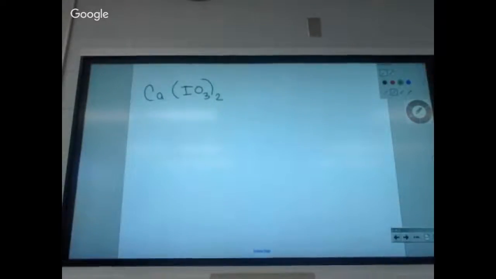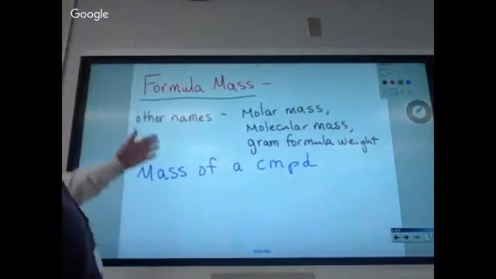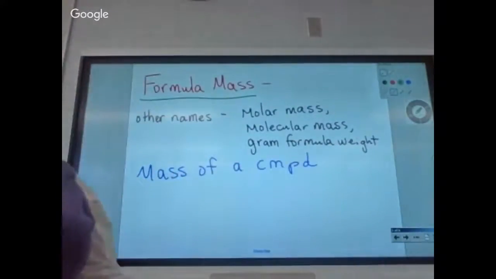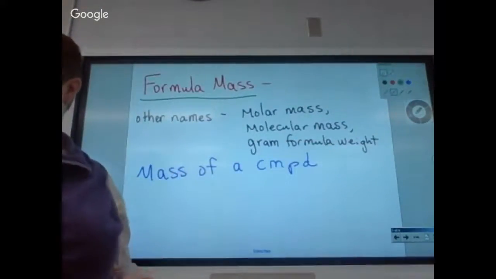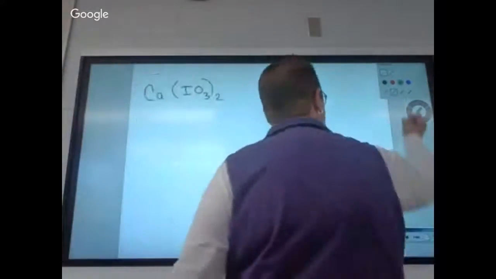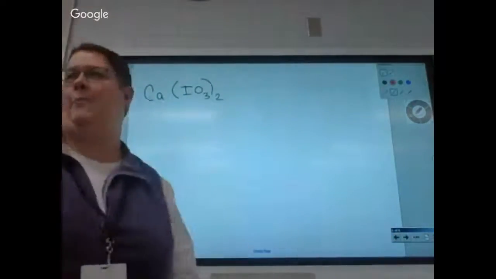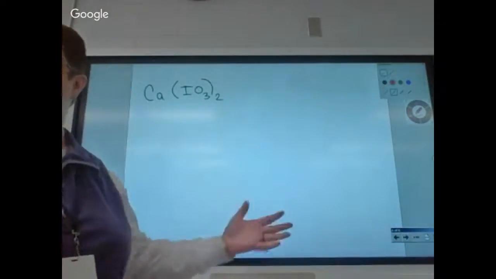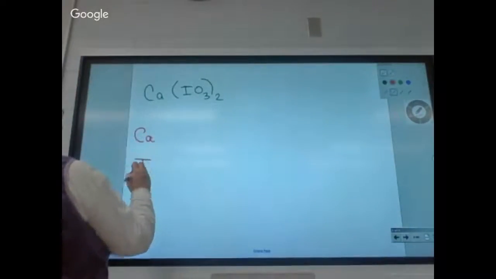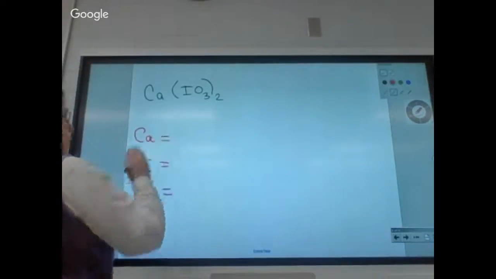The mass. Very good. Remember, we're trying to find the formula mass, the mass of the compound. So Nakaya said we need the atoms. So Herman said we need the mass. So we're trying to find the mass of the whole compound. Okay, so we're going to break it apart and look at each individual element.